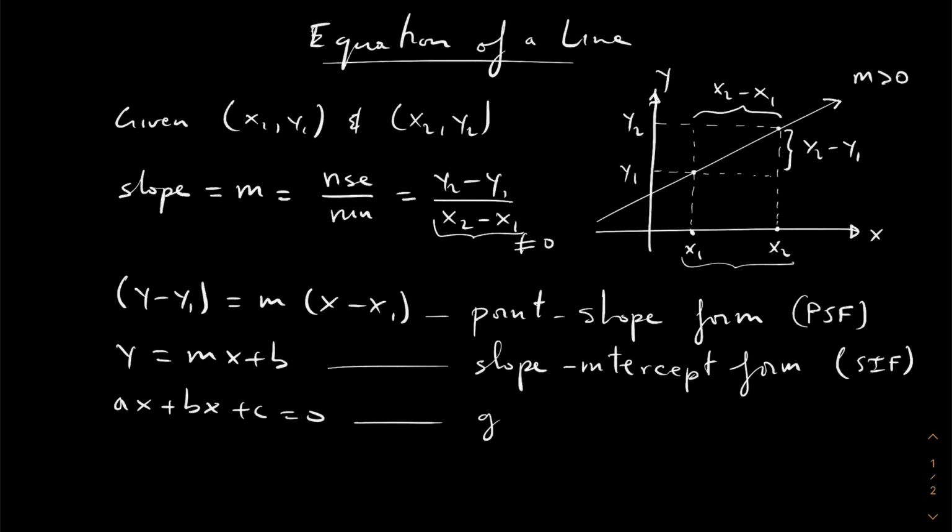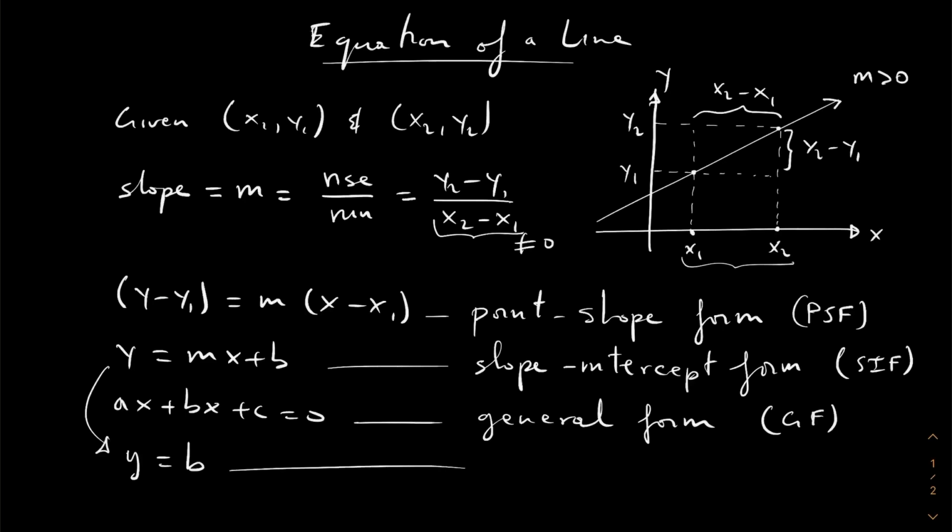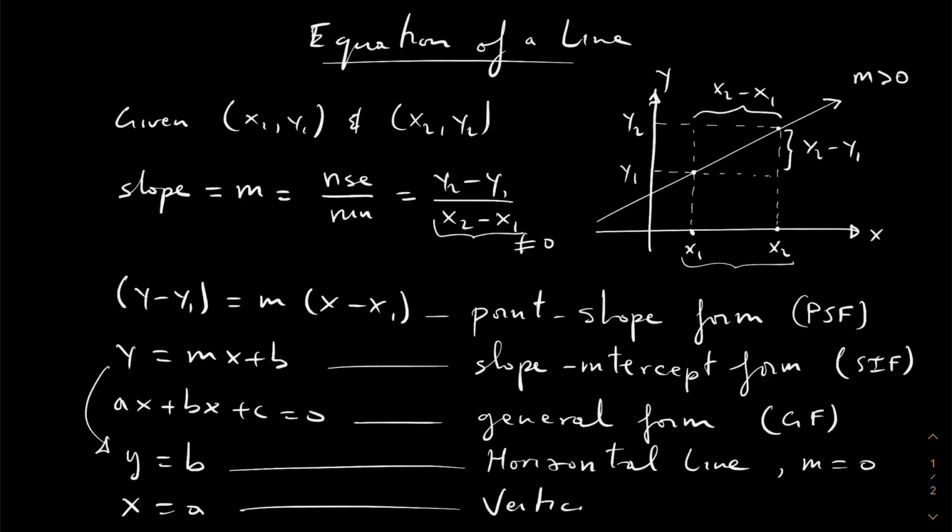Now the next two are going to be very specific cases. The first one is going to be coming from the y equals mx plus b, and it's going to be y equals b. This is the equation that represents a horizontal line because the slope m happens to be 0. And the last one I'm going to give you here is the equation x equals a. This represents the equation of a vertical line. In particular, m, the slope, does not exist for this one.